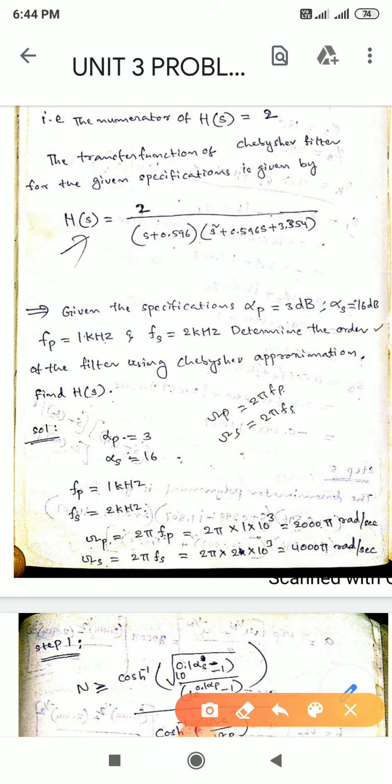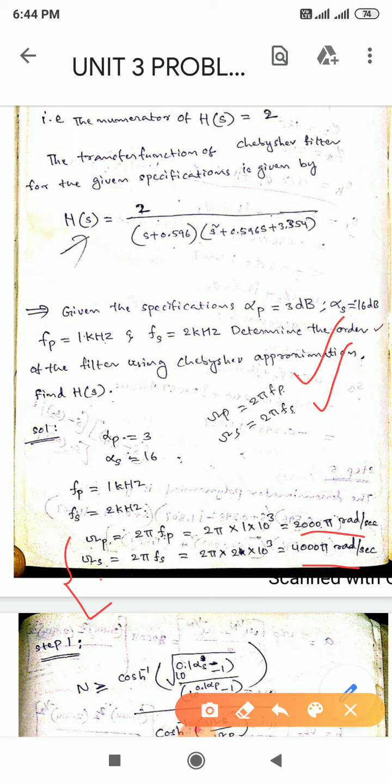How to calculate omega p? By using this formula, 2 pi fp. How to calculate omega s? 2 pi fs. We are substituting fp and fs in these equations to get omega p and omega s. Omega p value becomes 2000 pi radians per second. Omega s value becomes 4000 pi radians per second.